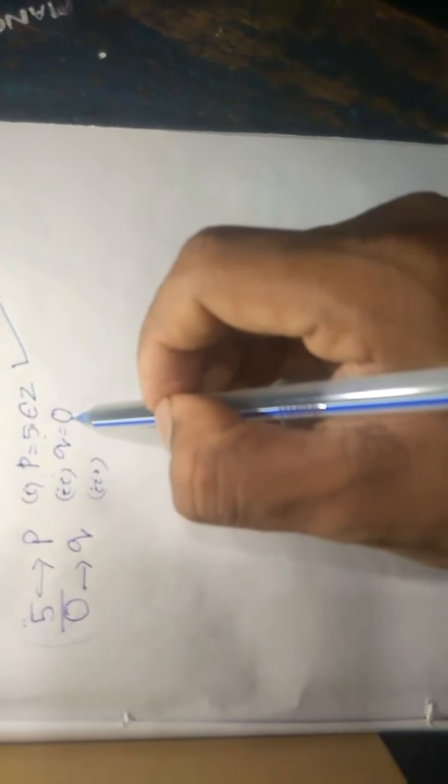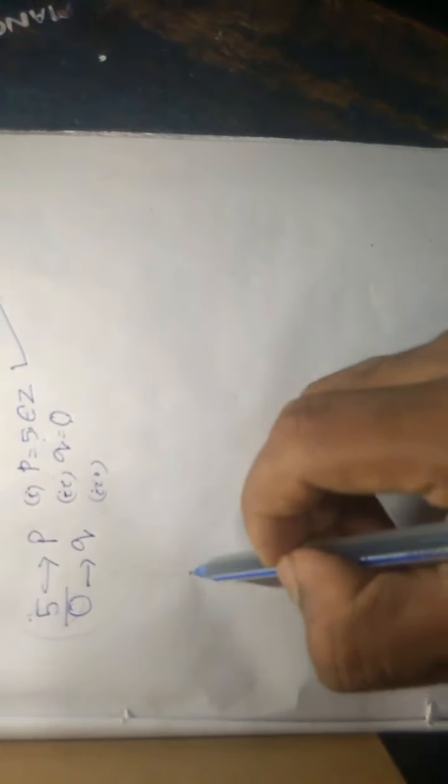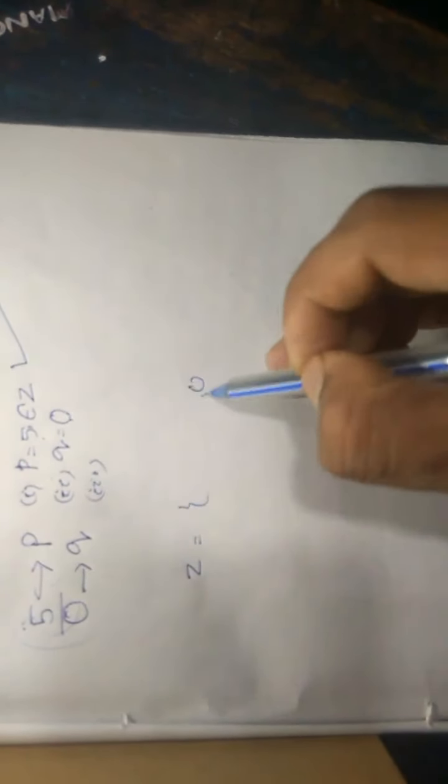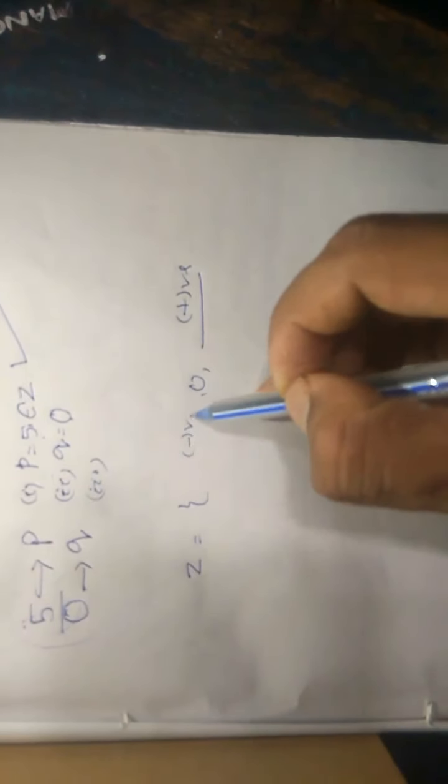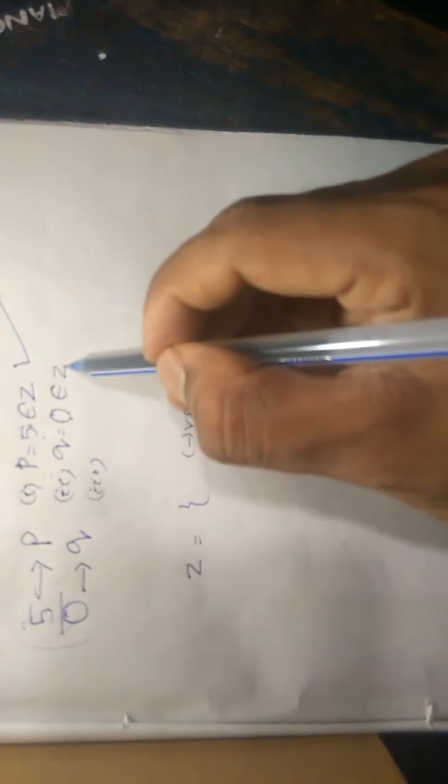Second condition is q. Here q is 0. And you know 0 is also an integer. Okay, it lies in the middle of the set z. Towards the right are positive numbers, and towards the left are negative numbers. So 0 is also an integer. So we can write it belongs to z. So second condition also satisfied.